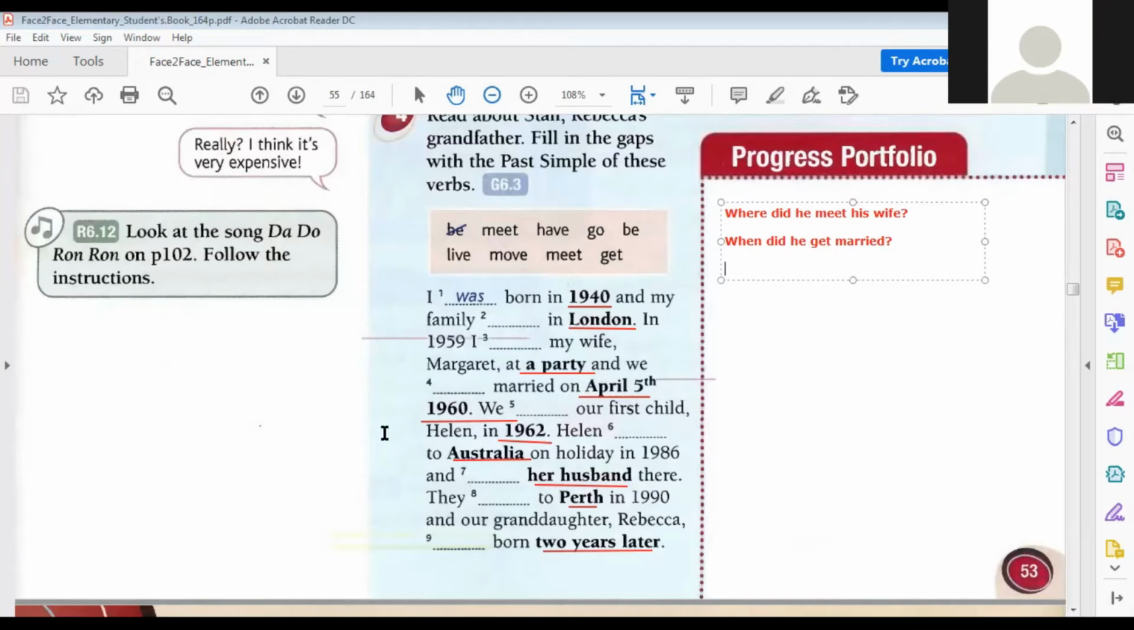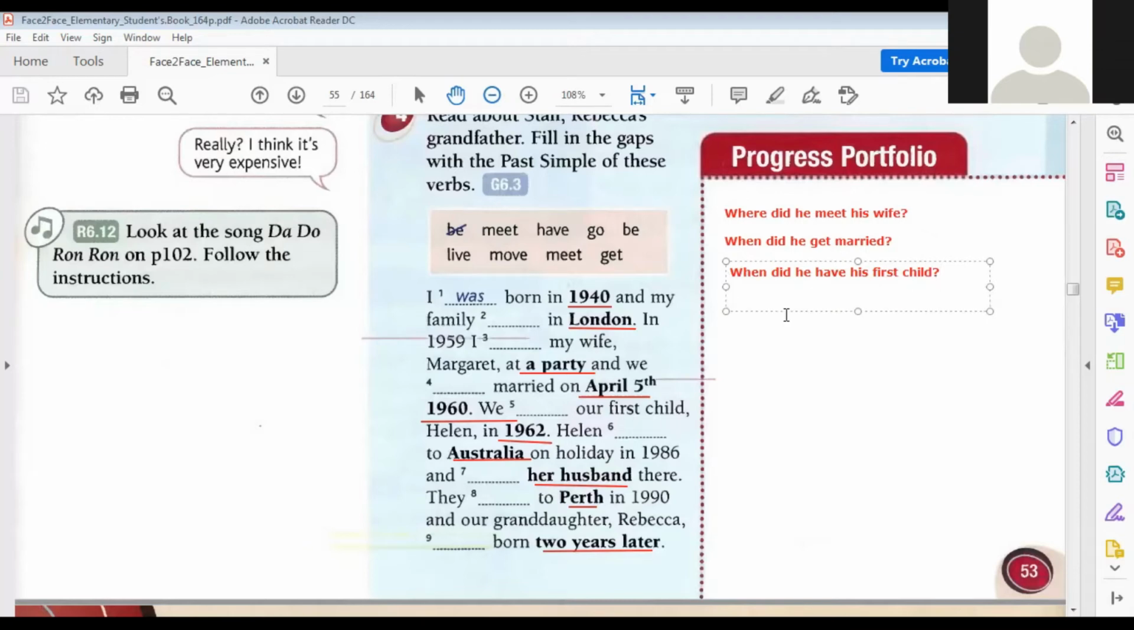1962. Can you make a question here? When did he have his first child? This is a good question, but there's another question we can use here, right? But let me write your question because it's correct. When did he have his first child? Or we can do it in another way.